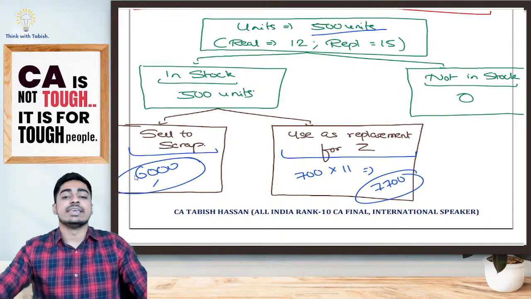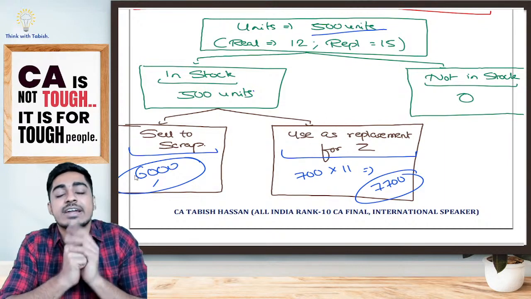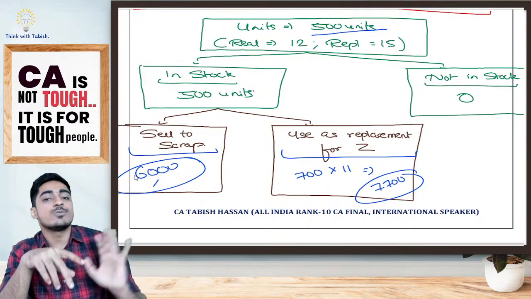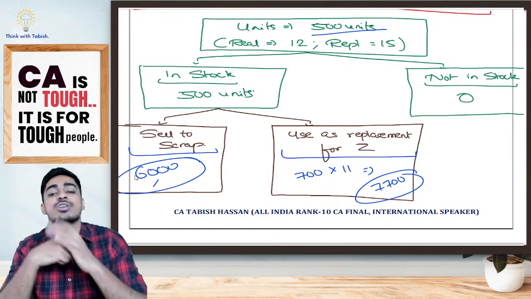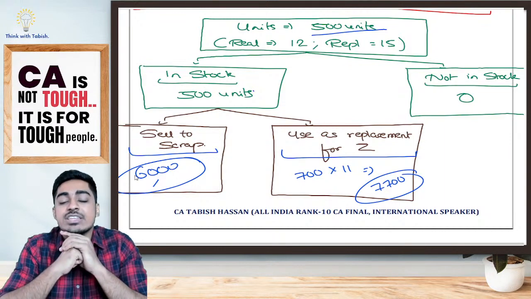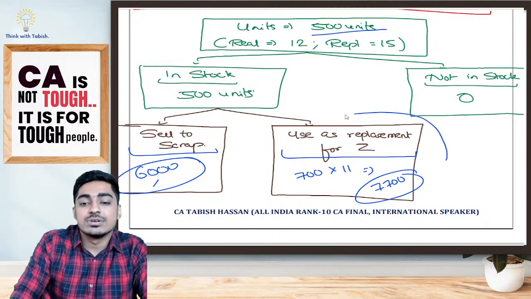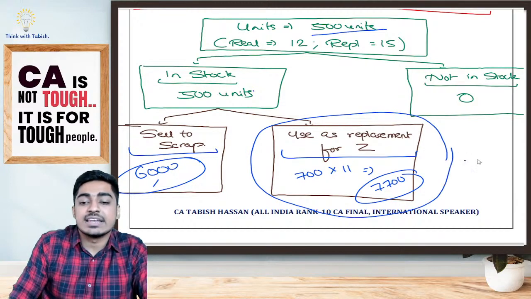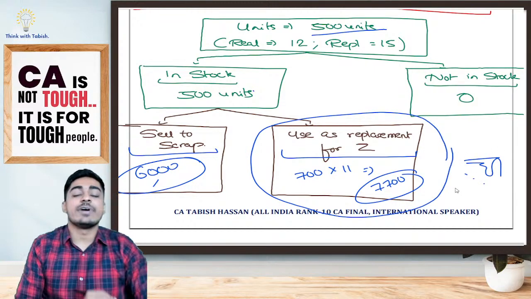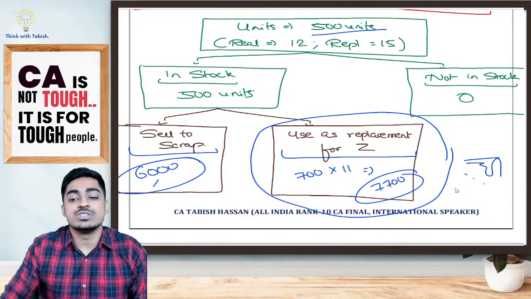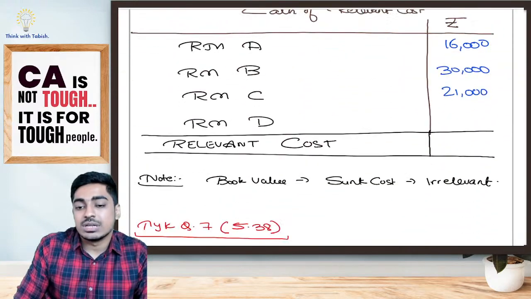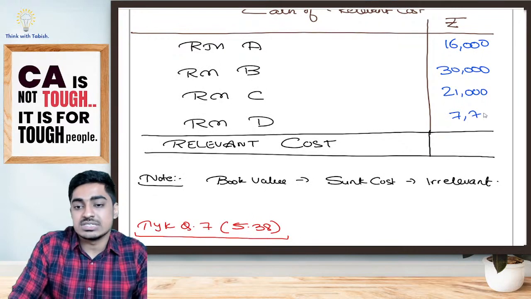7,700. So which is the relevant, students? We are telling, yes, raw material D extra we had. We have two options. Either sell it off as scrap, get 6,000, or use it as raw material Z, get 7,700. Which one would we have done? We would have done this one, or no? So this is relevant. It is realizable value or benefit from alternate use, whichever is higher. The relevant cost is 7,700.